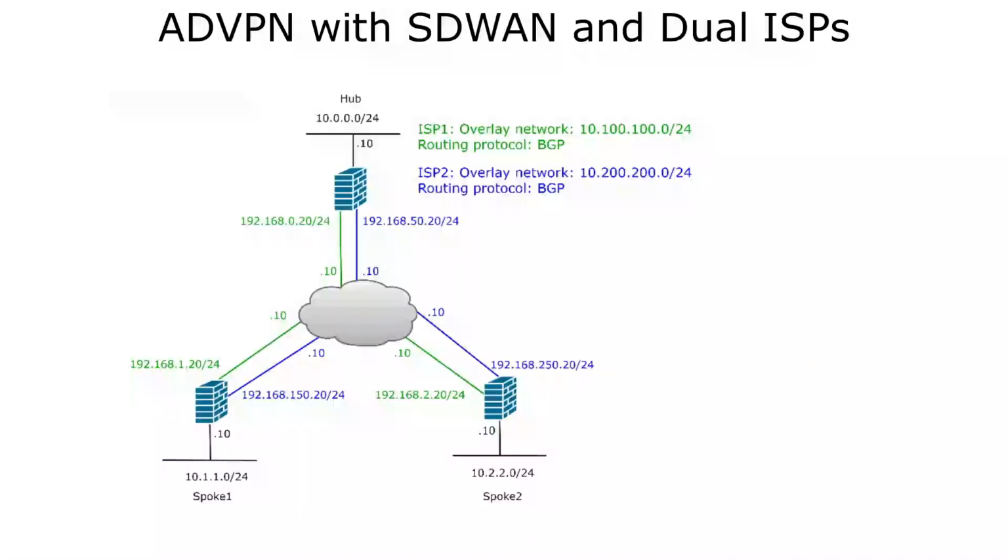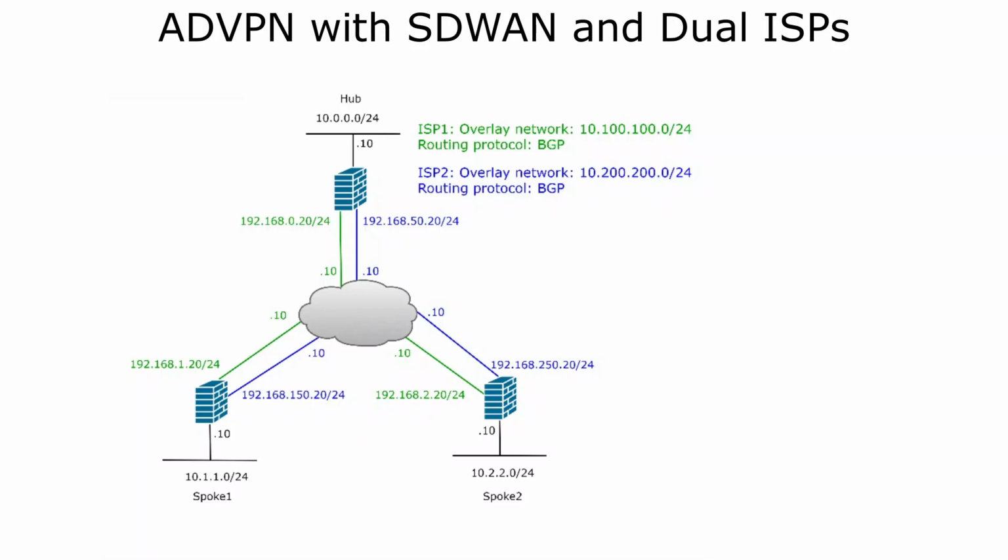Welcome to our tutorial on setting up an IPsec Auto Discovery VPN with two ISPs, using BGP as the overlay routing protocol. As you can see on the diagram, there are 3 sites, HQ and 2 branch offices. The Auto Discovery VPN uses hub and spoke network topology, thus we will configure HQ as the Auto Discovery VPN hub and the 2 branches as spokes.